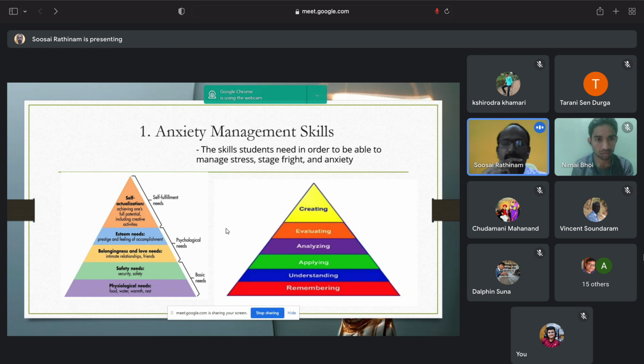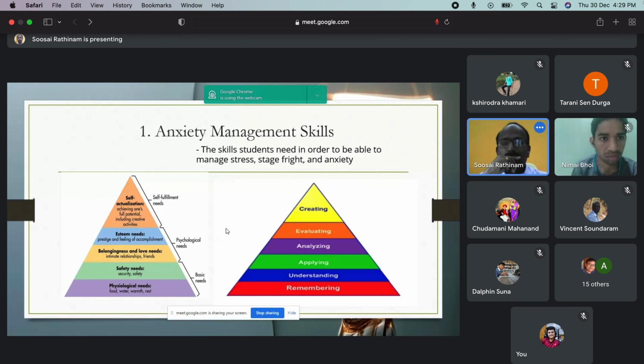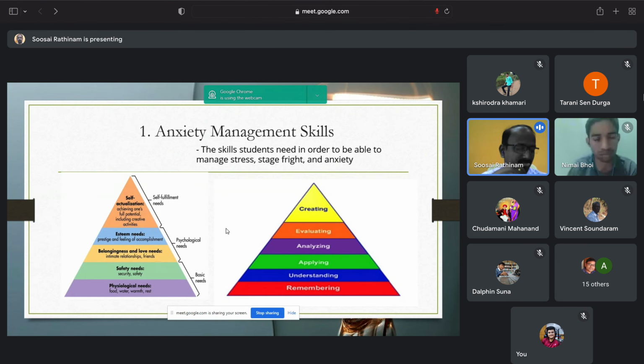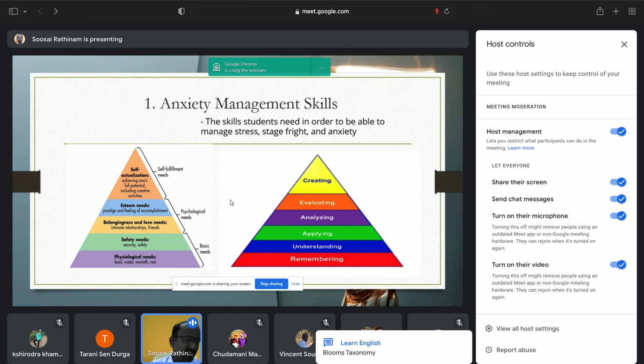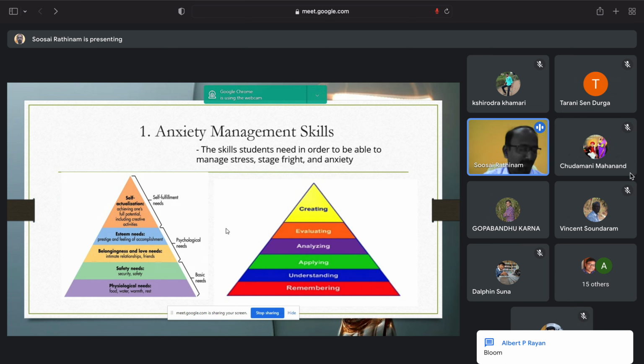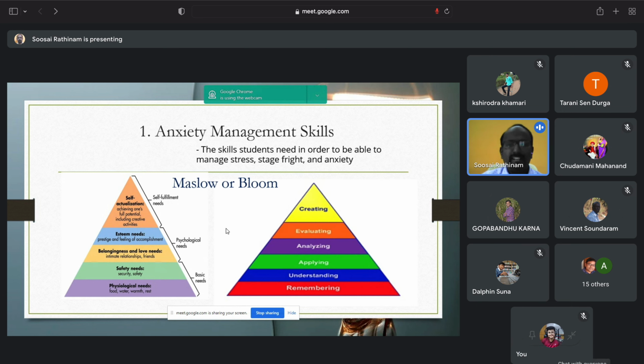What do you think is this from it? So when you just look at this one, what do you think? Whose theory is it? Any idea? Oh, great. Yes, sir, it's Bloom's taxonomy. Yes, Bloom's taxonomy. And now my next question is, what is very important these days? Is it Maslow or Bloom?